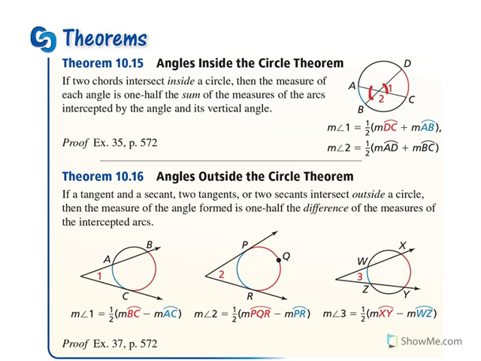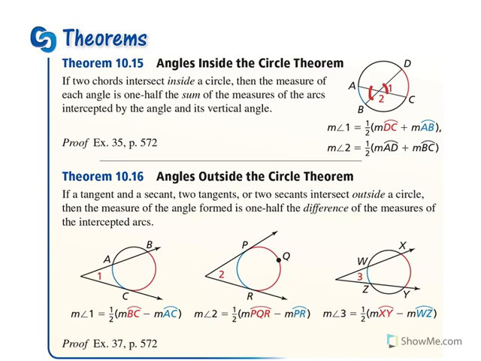The vertical angle across from it, obviously we know they're the same. But to find the measure of it, I have to take 1/2 of the intercepted arcs of both angle 1 and its vertical angle's intercepted arc on the other side of AB.